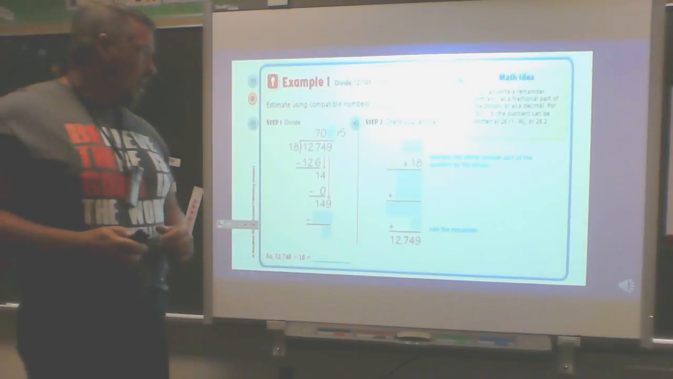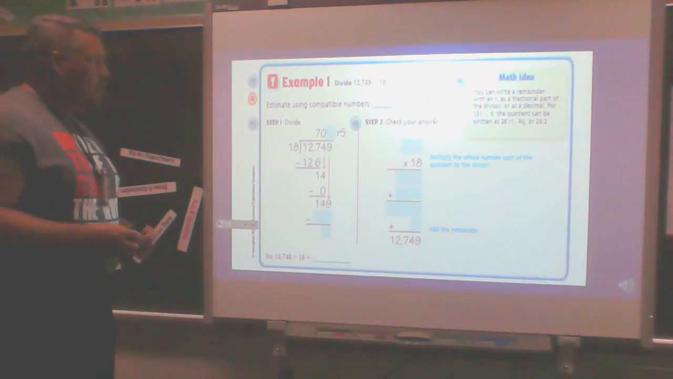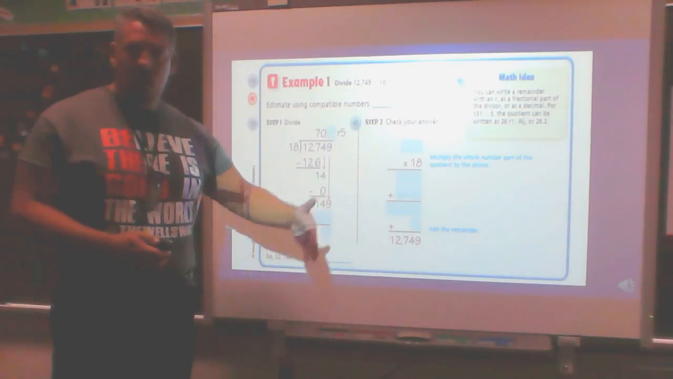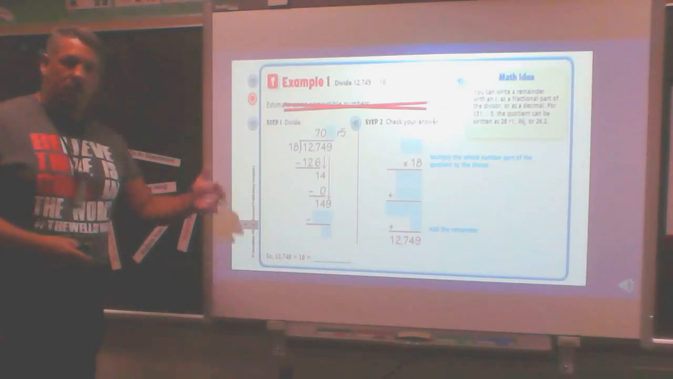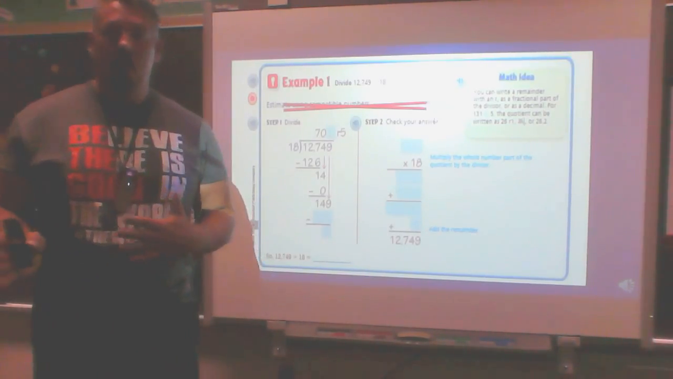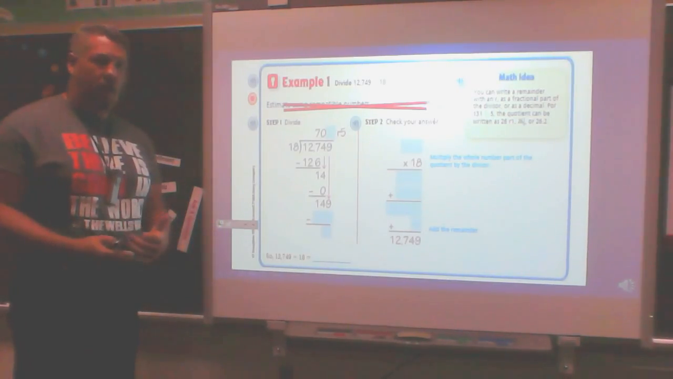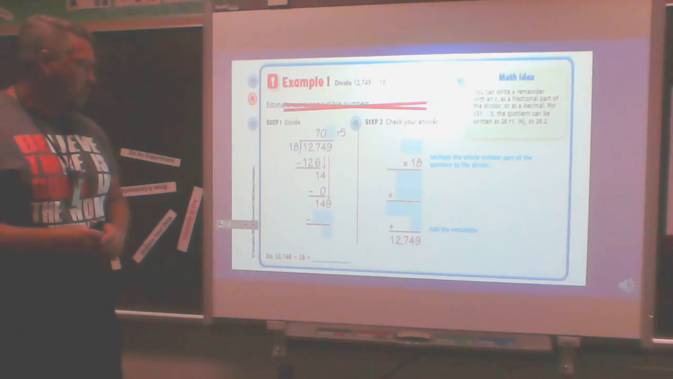So let's look at the next one that we have. We still have these arrows that I said we're going to talk about. So now it says, example 1, we're going to divide 12,749 by 18. Well, the first thing we're going to do is we're going to cross out the estimating. I don't want you to estimate. There's no reason to double the work that we're going to be doing on this assignment. We will do estimating later on. But we're going to go step by step and look at where these numbers are coming from.